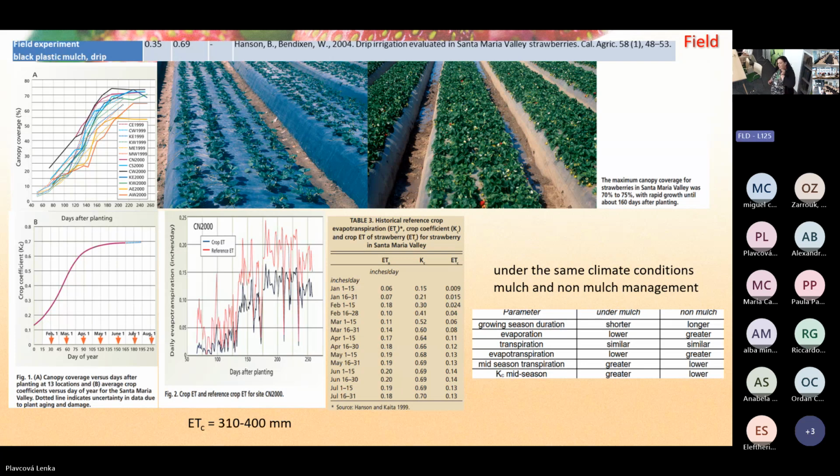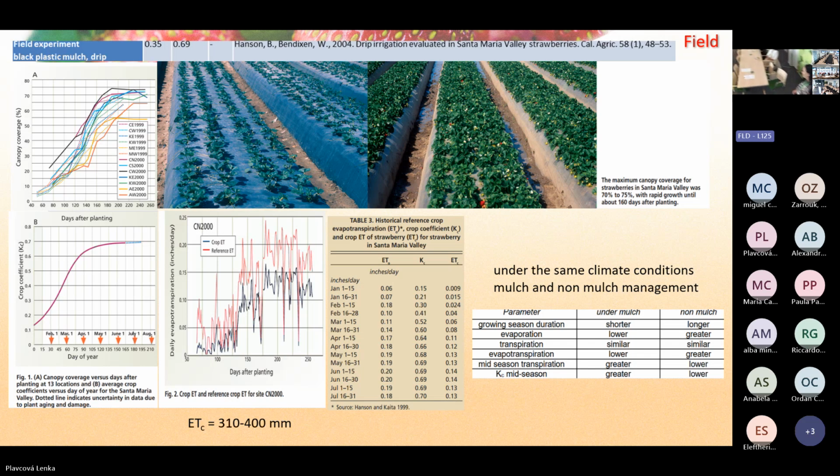It's because the evapotranspiration. But if evaporation is lower and transpiration is similar, that shouldn't be lower. Evaporation. I'm just asking. I don't know. In my opinion, it should be lower, but maybe it's because.